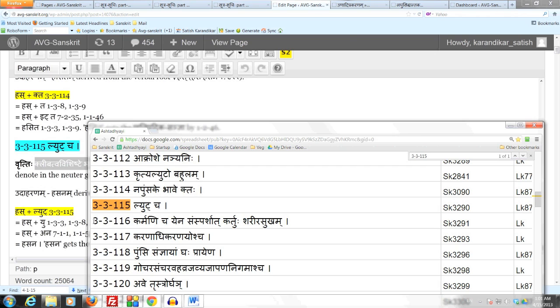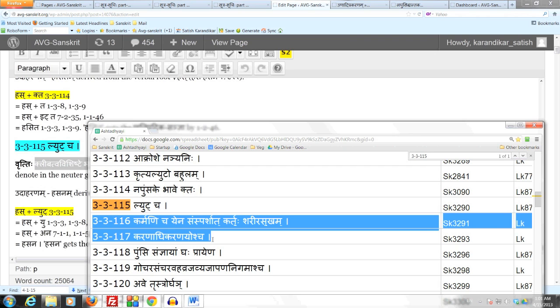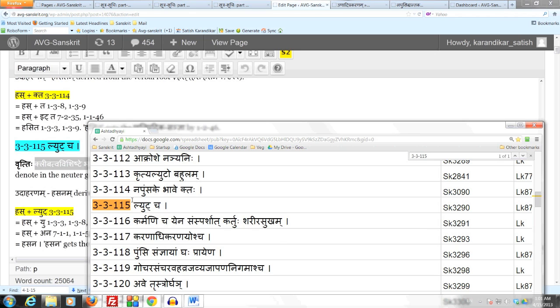So that is why Siddhanta Kaumudi says here yoga vibhagaha uttarartha, which means that splitting the two rules is done for the purpose of the following rules, which means for the purpose of carrying the anuvritti of lyut only, not of kta, into the next two rules.